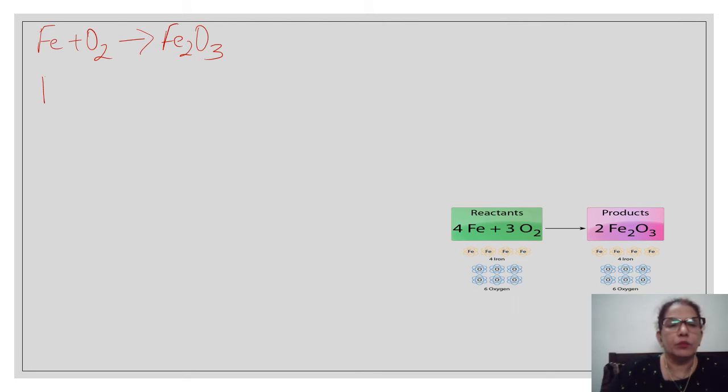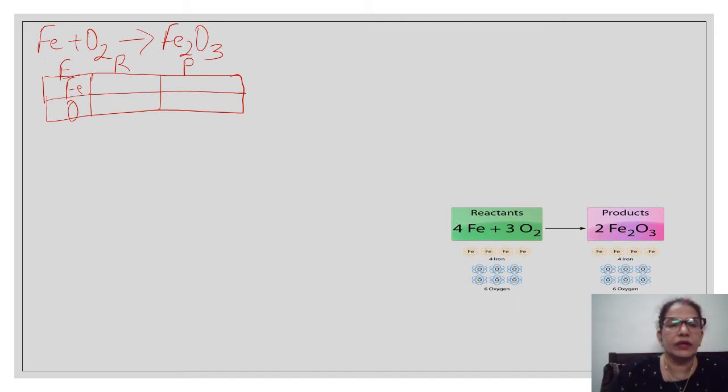So let us make a box. Now these boxes, students, you need to make only till you are actually good with balancing. Once you learn the balancing, you don't need to make these boxes. You can directly balance the equations. So here we'll write what are the elements in the reaction. Here we'll write the number of atoms on the reactant side and the product side. So here our elements are iron and oxygen.